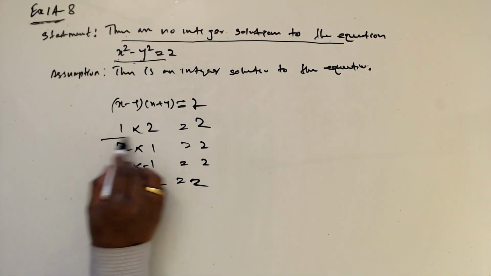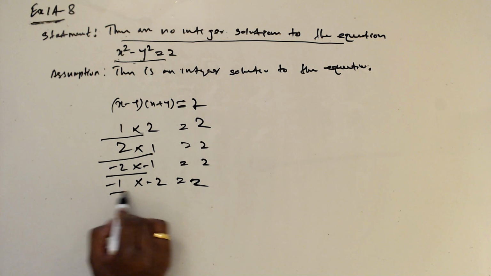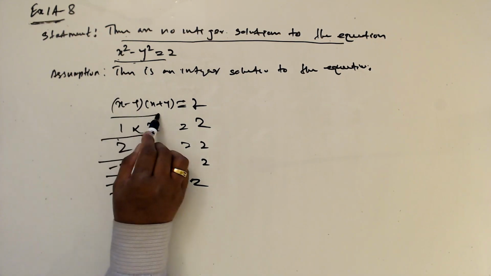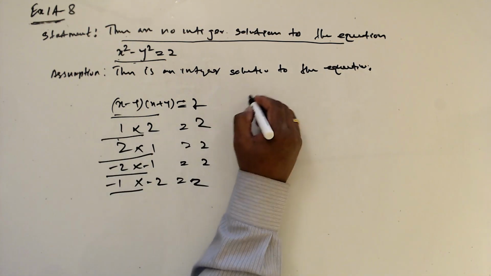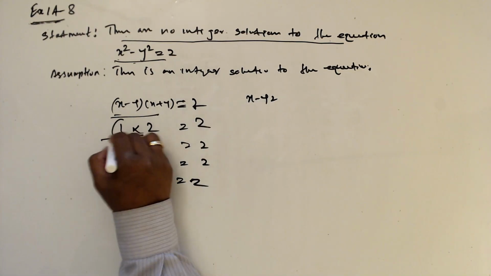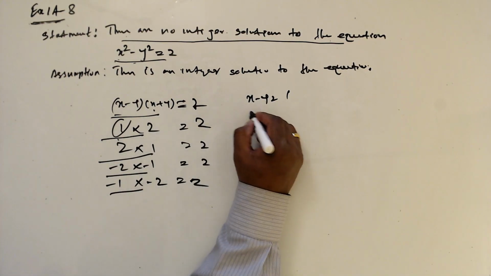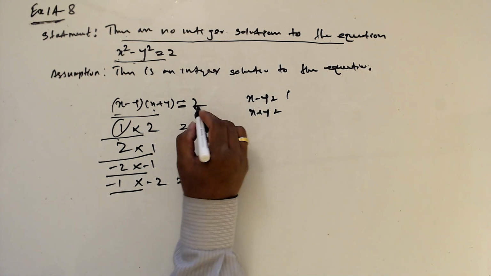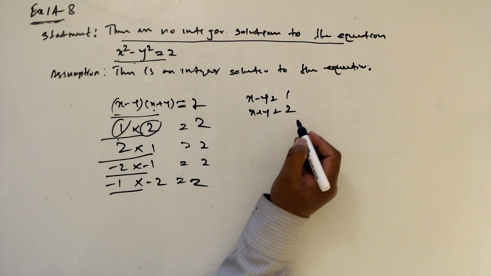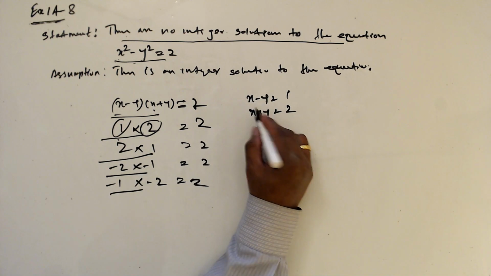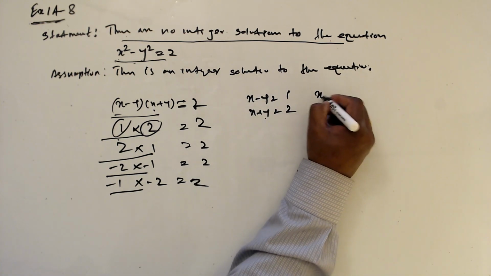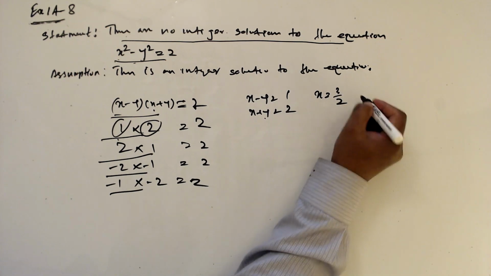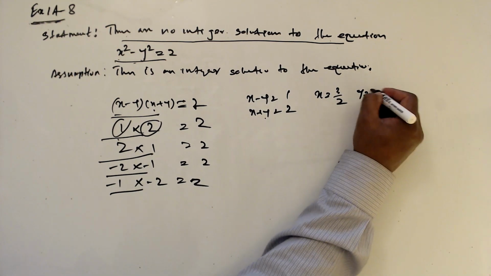Right? So we will discuss what will happen in each case. We'll take x minus y equal to 1 first, then x plus y equal to 2. When you solve this, adding those two together, you will get 2x equals 3, so x equals 3 over 2 and y equals minus half.